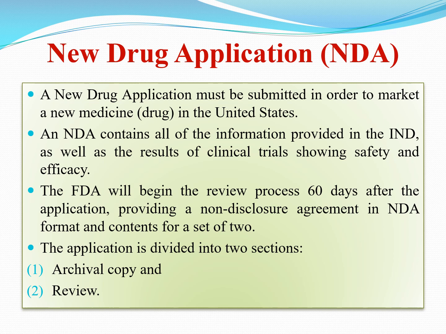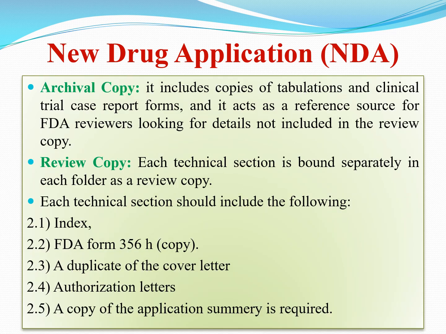The application is divided into two sections, archival copy and review copy. The archival copy includes copies of tabulation and clinical trial case report forms, and it acts as a reference source for FDA reviewers looking for details not included in the review copy. Review copy is nothing but each technical section is bound separately in its own folder as a review copy.